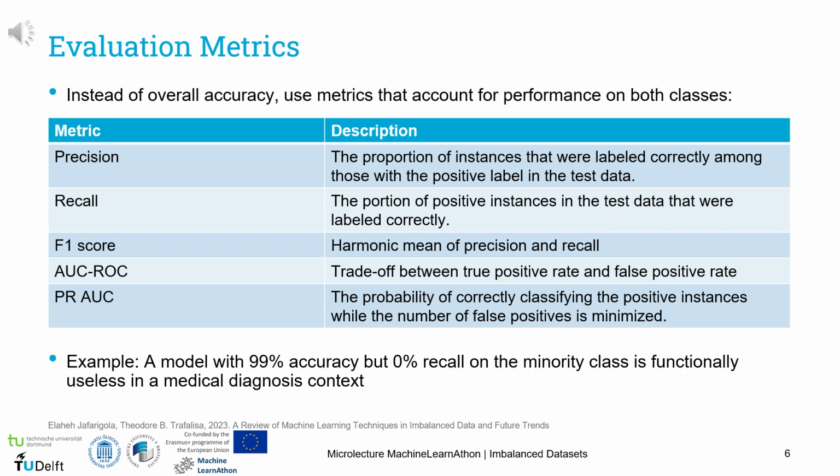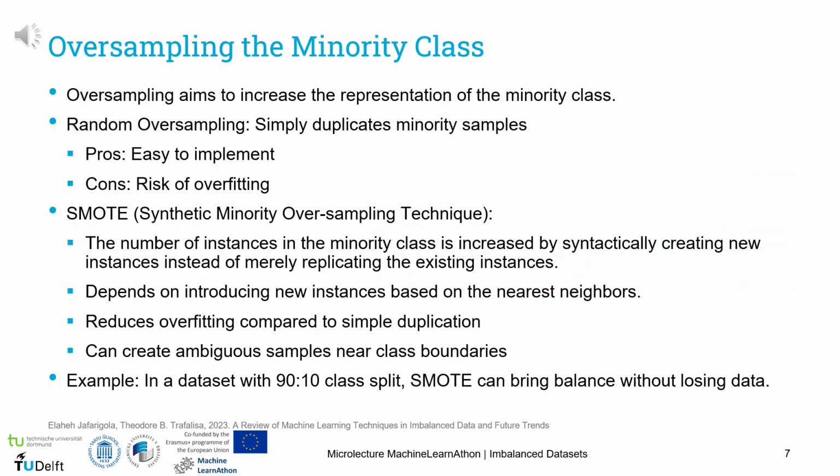So just an example here: a model with 99% accuracy but 0% recall. The minority class is functionally useless, in a medical diagnosis or basically in any kind of context. Evaluation metrics are only a way to evaluate it, but there are also techniques which you can use for your algorithm to be better at recognizing underrepresented classes.